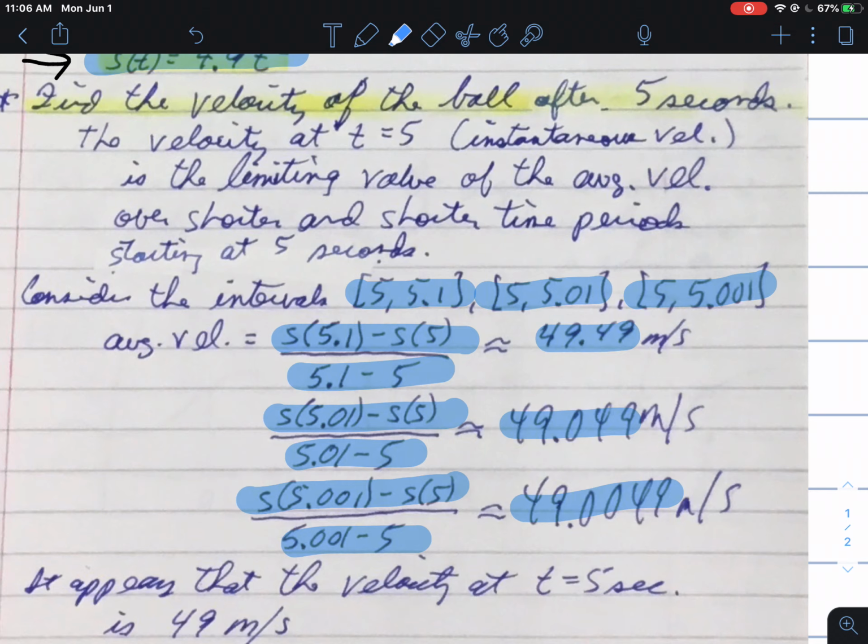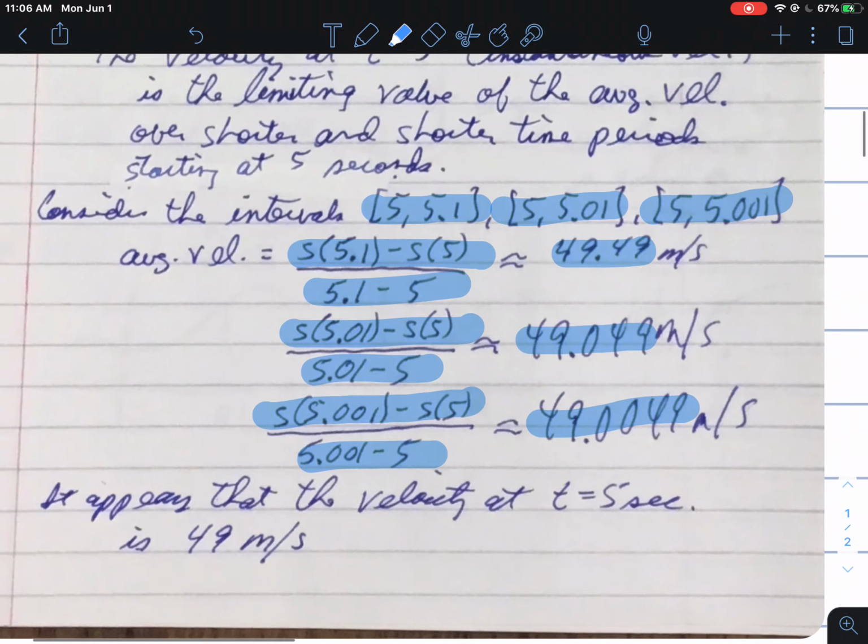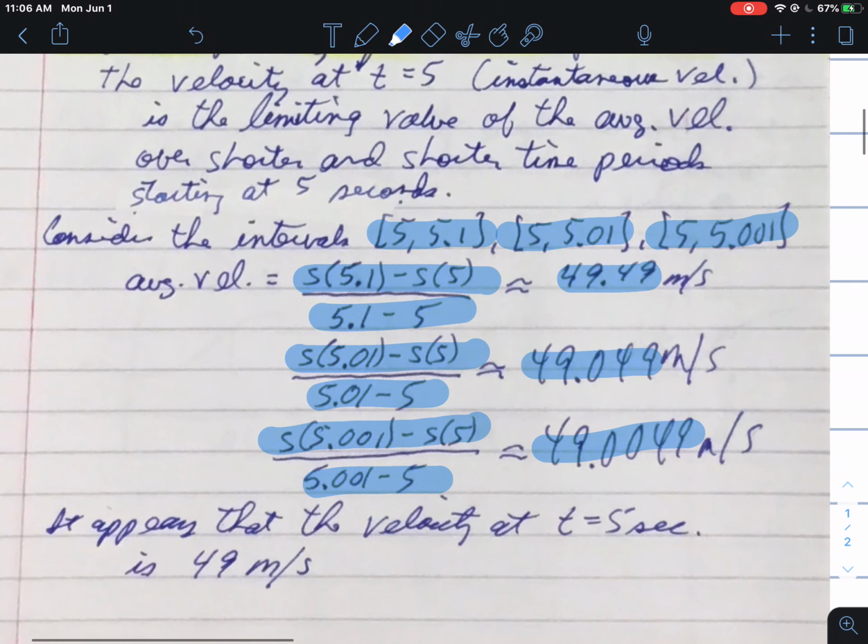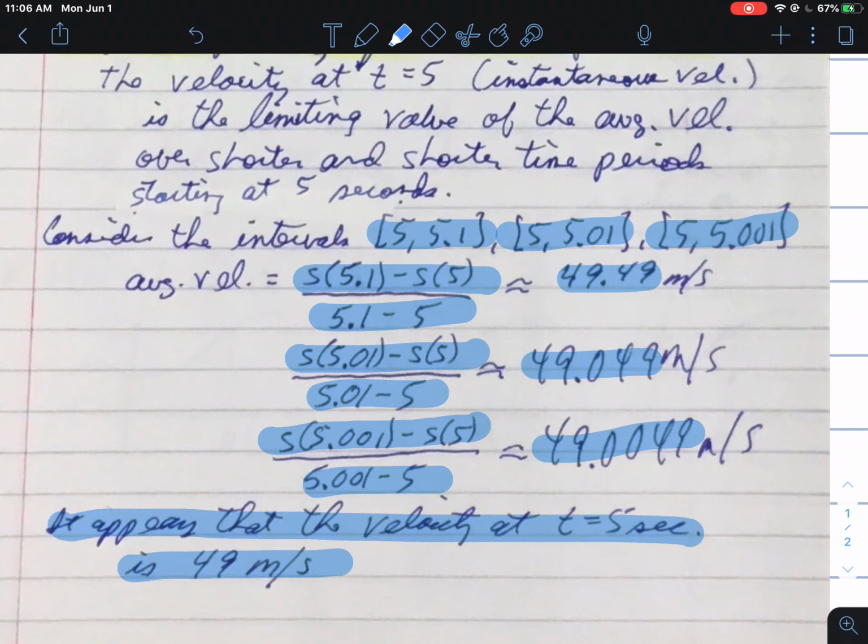All right. But with these few calculations, it's pretty obvious, I think, here that we are getting closer and closer to 49 meters per second. Now, again, this is purely an observation on our part based upon the values given in our calculations. So we're going to say that it appears that the velocity at t equals 5 seconds of our ball is 49 meters per second. Okay?